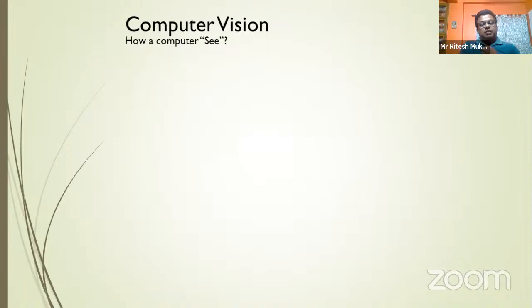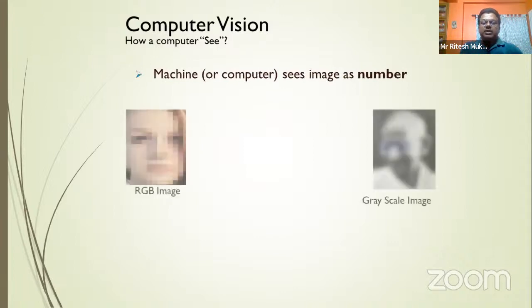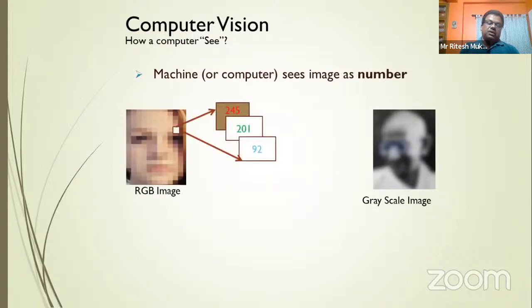Well, so coming to this point, what is computer vision? It is nothing but the machine sees the image as numbers, right? Because a machine can process only 0 and 1. So whenever an RGB image appears in front of the computer, for the computer it is basically nothing but 3 layers: one is the red layer, one is the green layer, another one is the blue layer. Similarly, for grayscale, there is only a single layer.